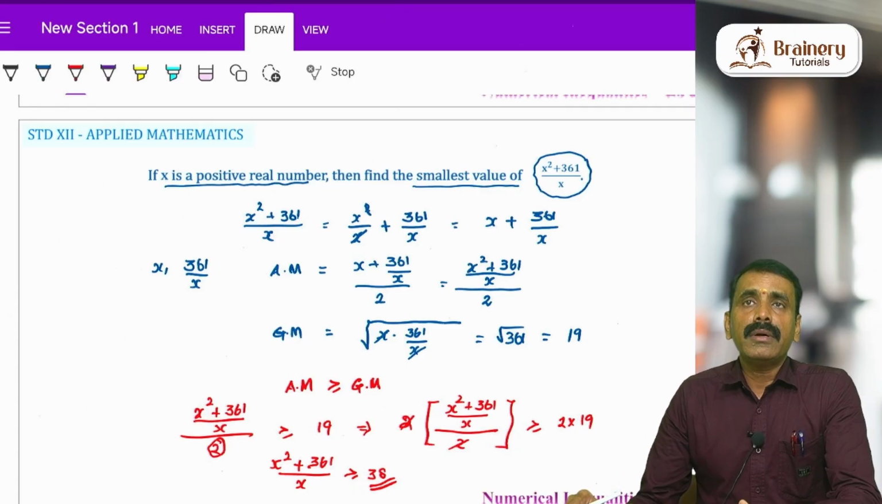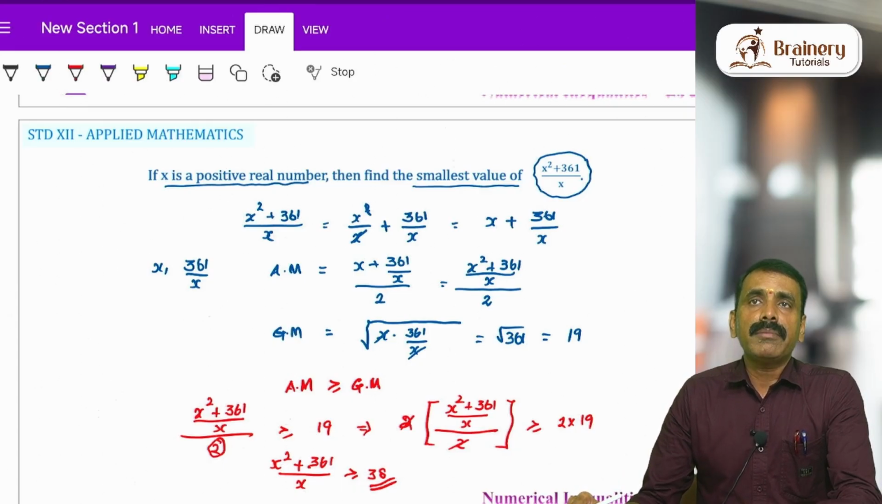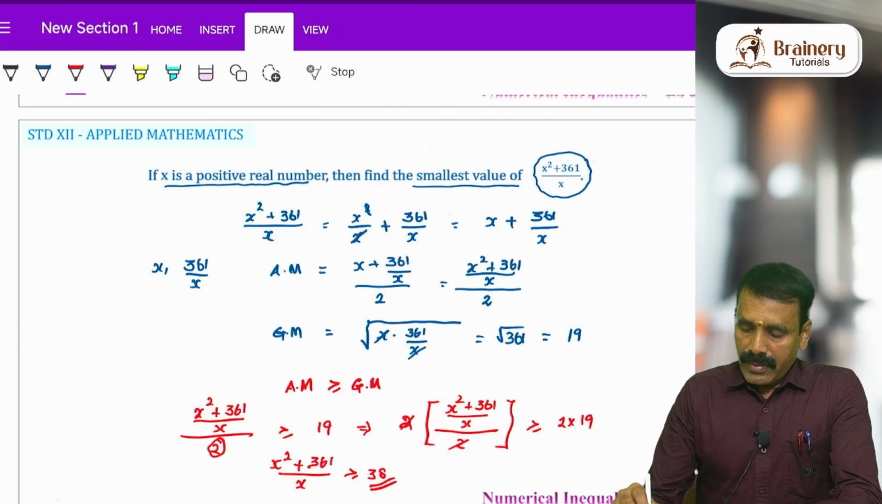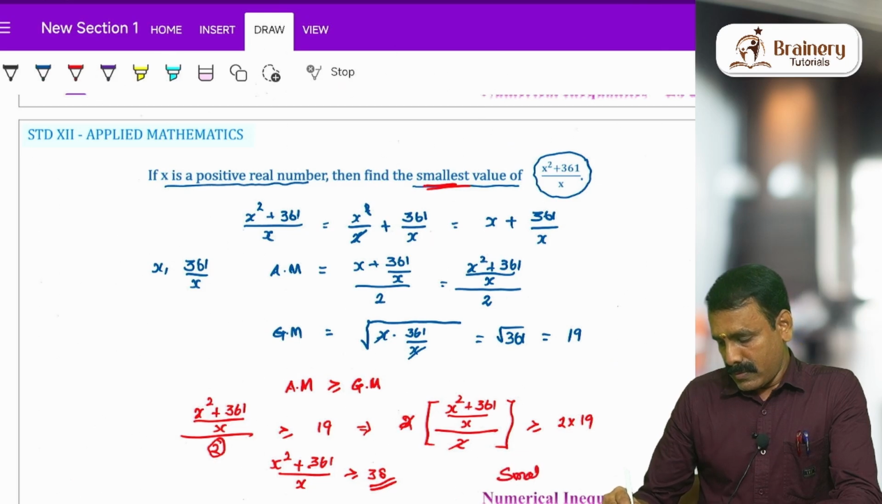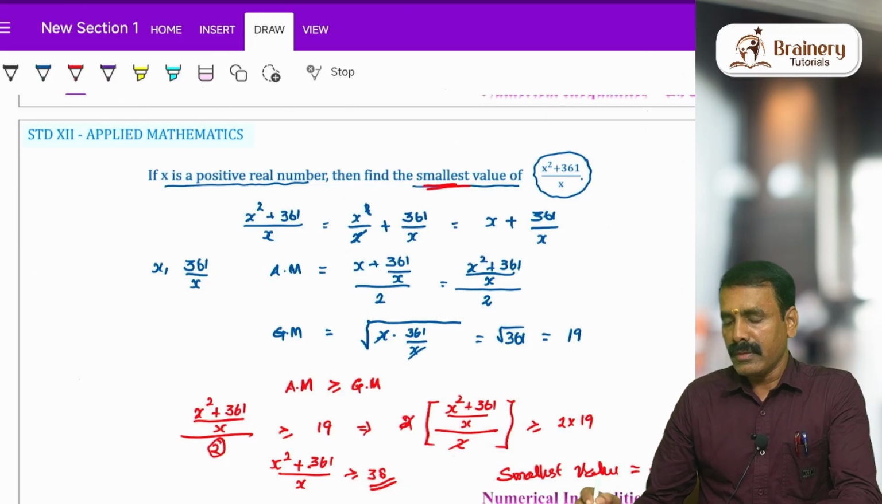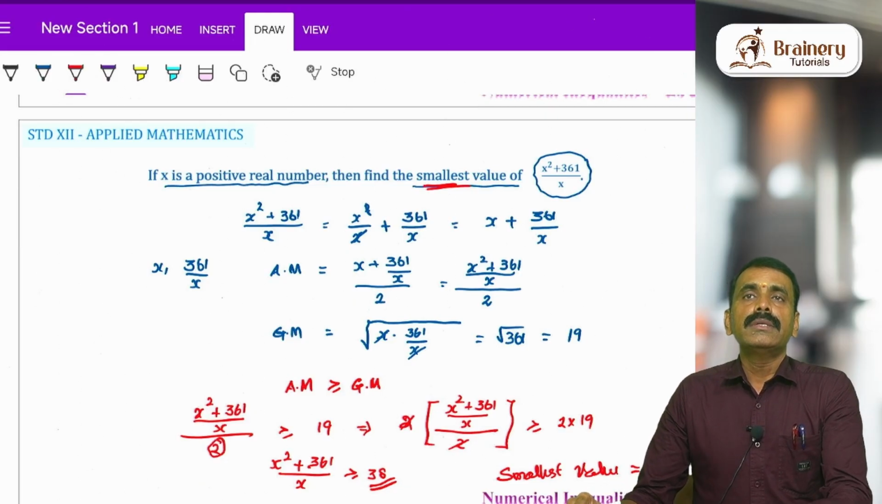Whatever may be your real number x, x square plus 361 divided by x will always be greater than or equal to 38. So the smallest value will be 38. Is it clear, students?